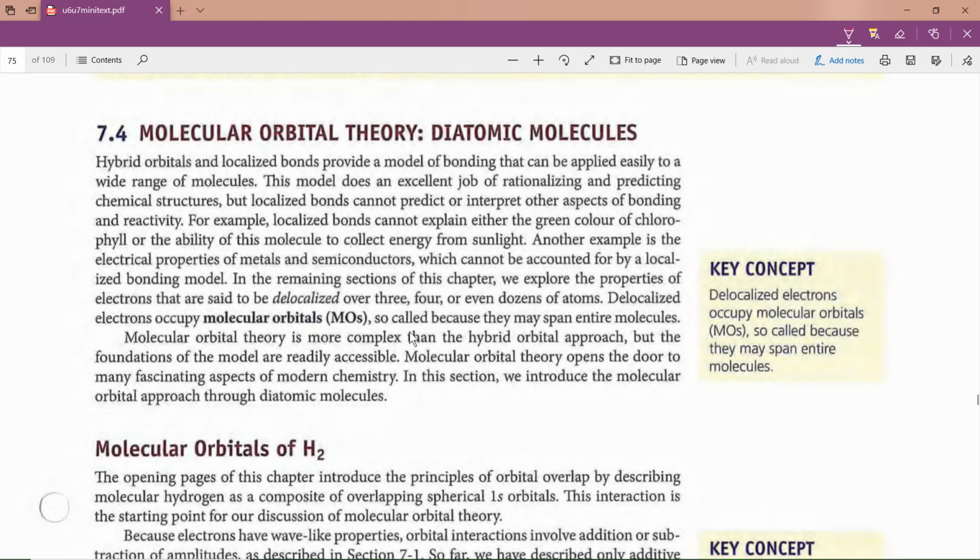And we have what's called MO theory, molecular orbital theory. We're going to look at it mostly at diatomic molecules. We'll sneak in near the end of the chapter some larger ones. But we're going to start with diatomic molecules. And what you do is you create molecular orbitals. So the whole properties of electrons are said to be delocalized. And those delocalized electrons occupy molecular orbitals because they may span entire molecules.